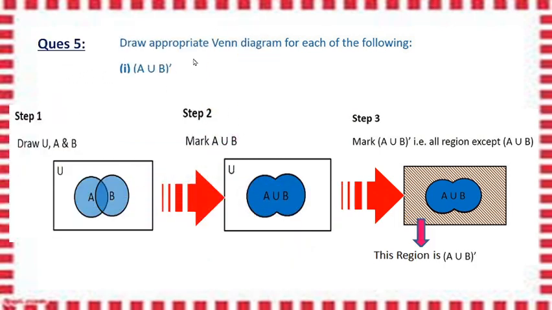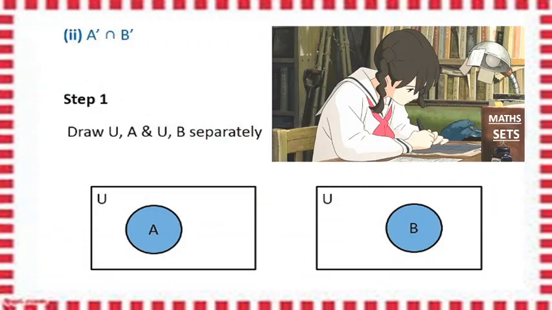Now the fifth question, here we have to draw appropriate Venn diagrams. Let's talk about the first part, A union B whole complement. First of all, let's draw two sets A and B and we have to take their union. Union means this blue region, the combination of A and B. But now we have to take its complement, that is all region except A union B. It means this outside area is A union B whole complement.